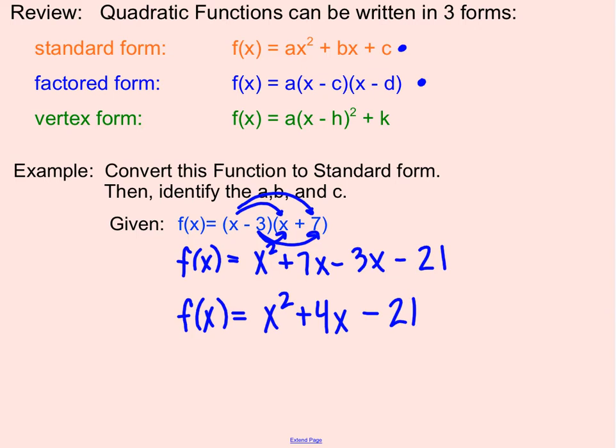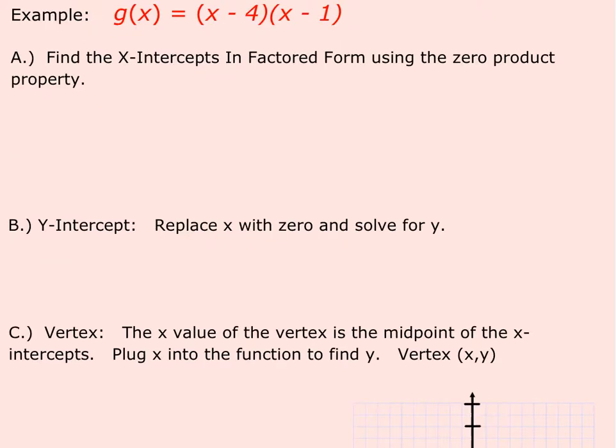Now we have learned the method of graphing this equation in standard form. So if you forget how to graph a function in factored form, just refer back to how you do it in standard form and you'll be fine. All right. So here's an example. We have g of x in factored form, and we want to find the x-intercepts, the y-intercepts, the vertex, and then graph it.